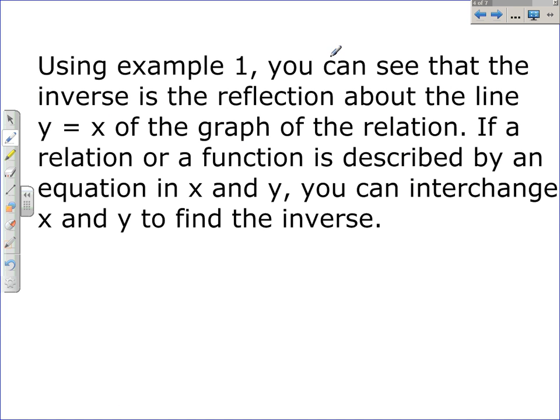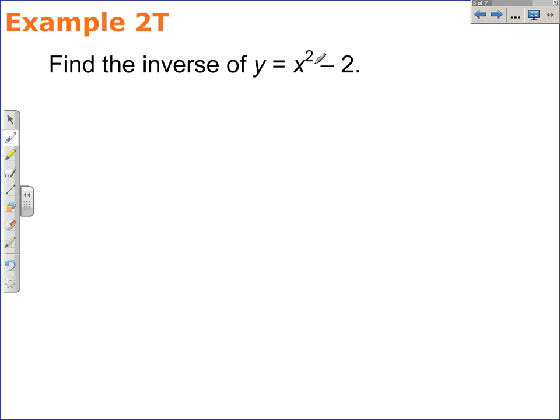And so that leads here. Using the example 1, you can see that the inverse is the reflection about the line y is equal to x of the graph of the relation. If a relation or a function is described by an equation in x and y, you can interchange the x and y to find the inverse. So if we have a problem that involves an equation instead of a table of ordered pairs, we can find the inverse of this equation by switching the x and y.